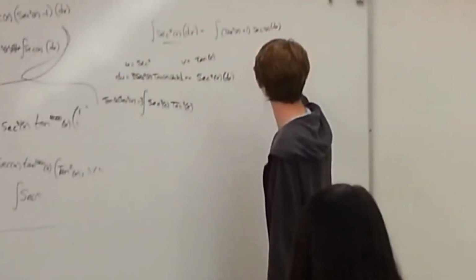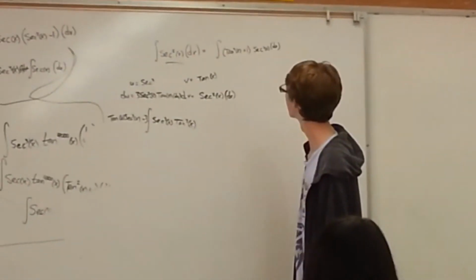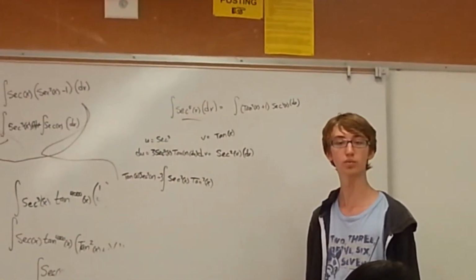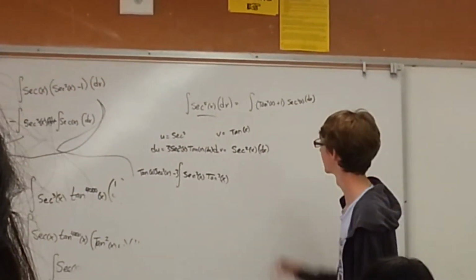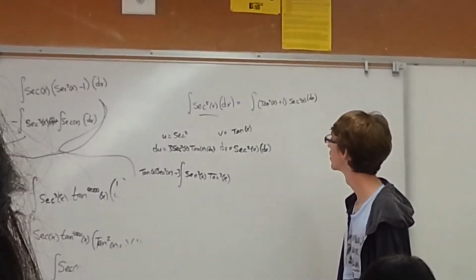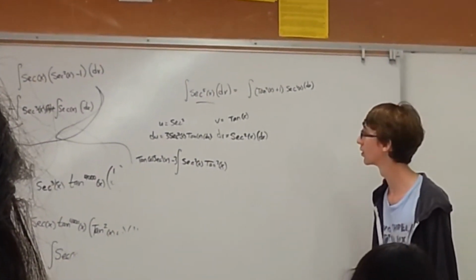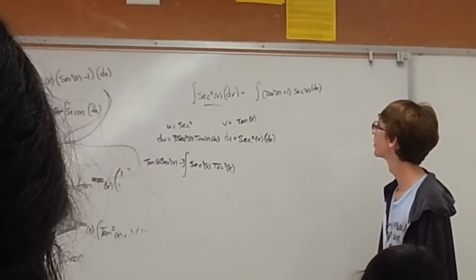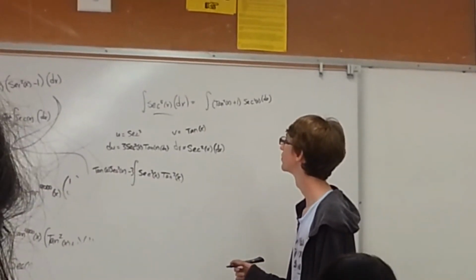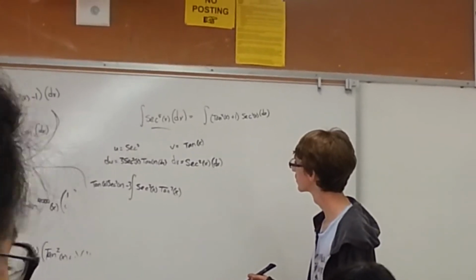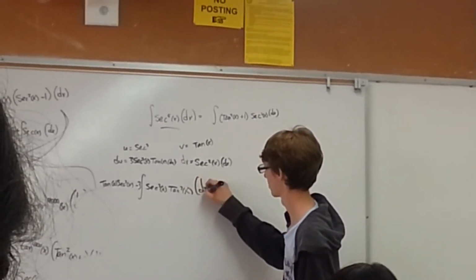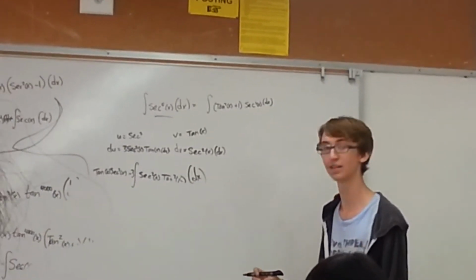I erased. He's got a mistake there. Help him find it. Where? Someone found it? I still can't find it. How is your u secant cubed and your dv secant squared? Shouldn't your dv be? Is it this? Oh wait, is it this? No, it's more serious than that.